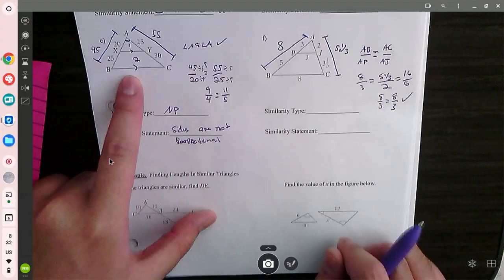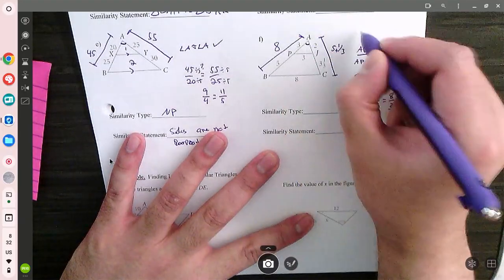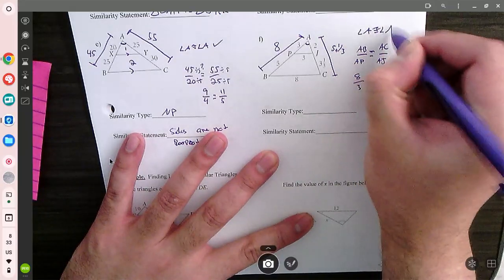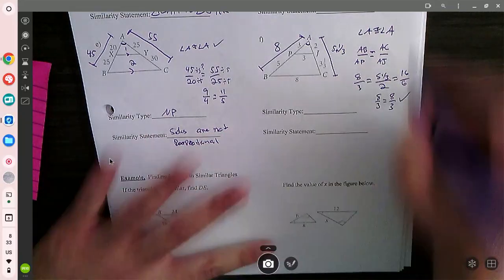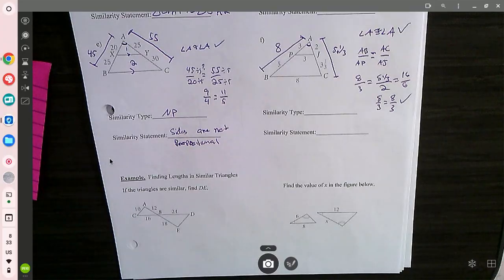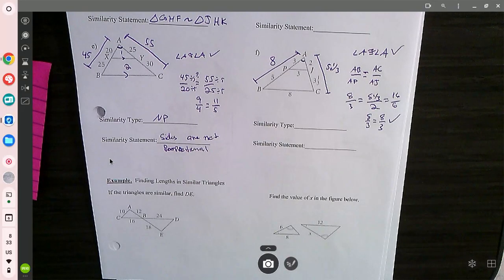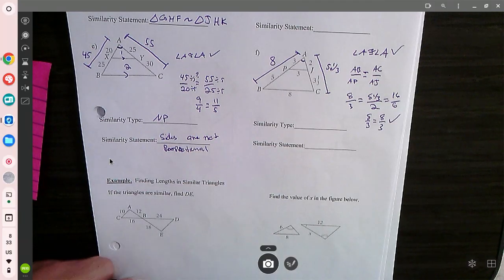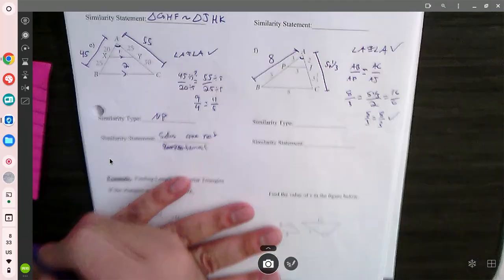And just like with E, this angle A is congruent to angle A. So you will have a review packet that has questions just like this that you can use on the test if you complete it. So our similarity type is what?